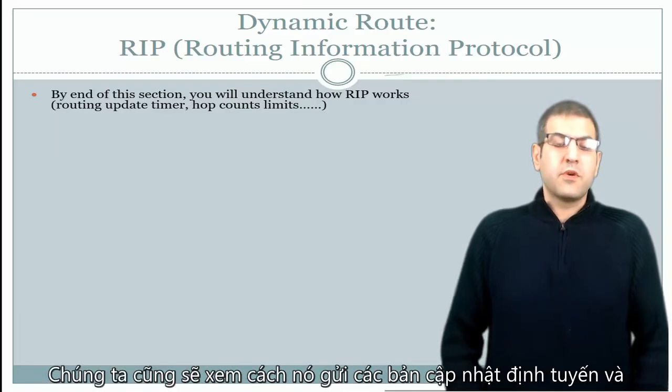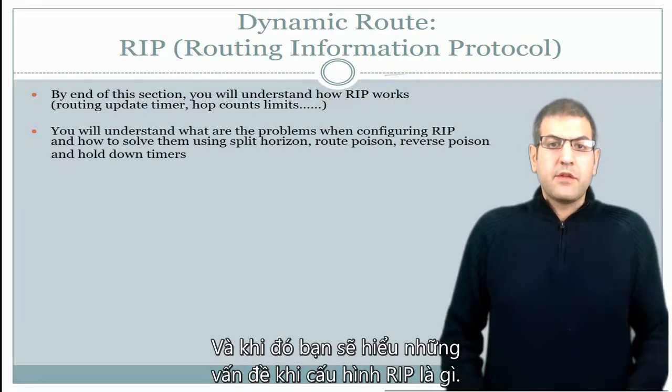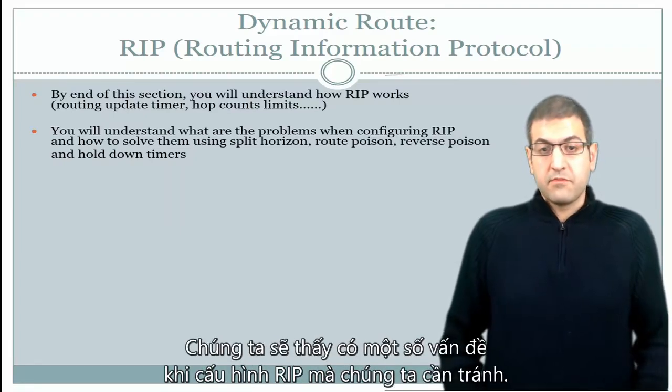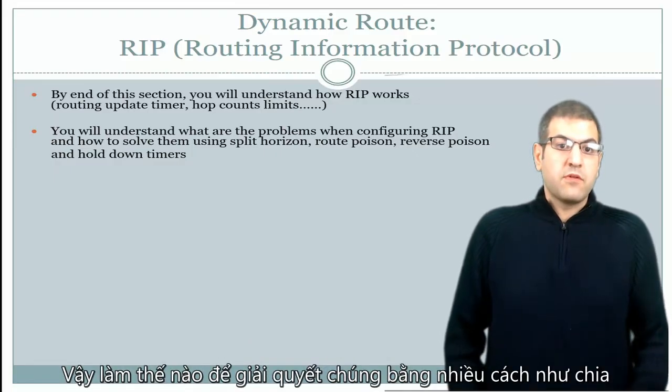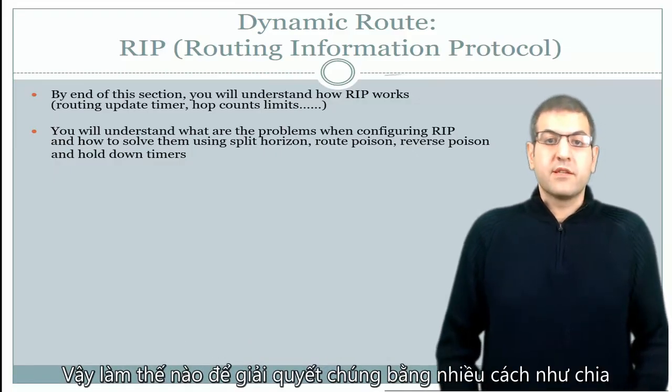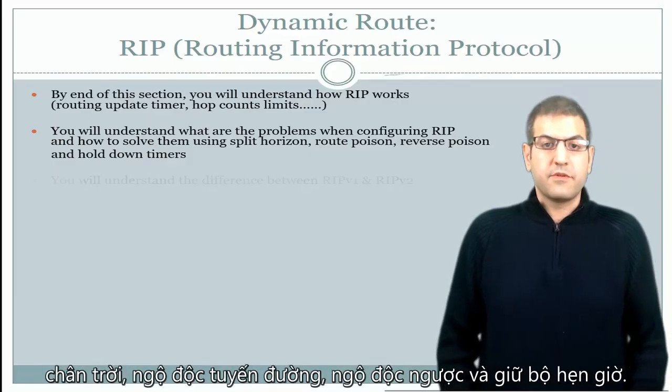We're going to see also how it sends the routing updates and what are, let's say, the hop count limit that the RIP routing protocol has. And then you will understand what the problems are when configuring RIP. We will see there are some problems when configuring RIP that we need to avoid. So how to solve them using many ways such as split horizon, route poisoning, reverse poisoning, and hold-down timers.